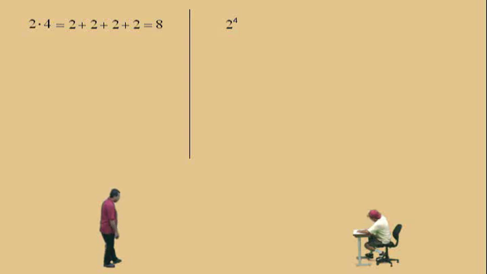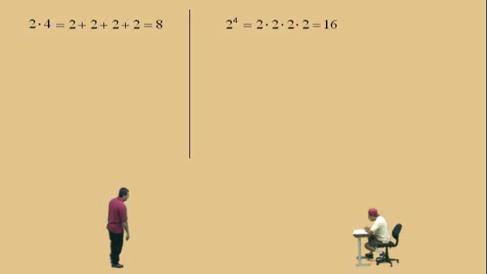Now, 2 raised to the 4th power, Charlie, what does that mean? 2 times 2 times 2 times 2. That's right. Now, what does 2 times 2 times 2 times 2 equal, Charlie? 16. Very nice. So, 2 times 4 is 8. 2 raised to the 4th ends up being 16. Okay, let's do another one.